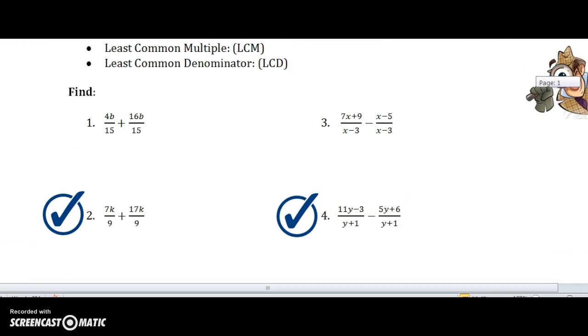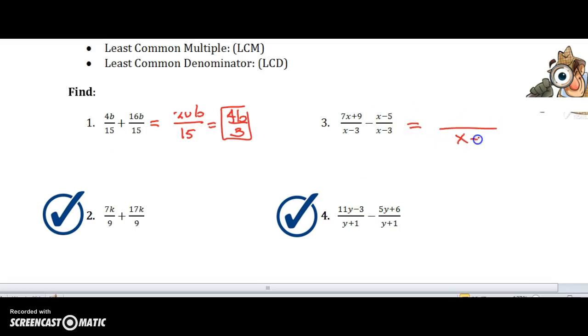Alright, number 1, we already have a common denominator. So we have 4 b's plus 16 b's, so we have 20 b's over 15. And since it's a multiplication problem now, we can simplify that. And 5 goes into 20 four times, b, and 5 goes into 15 three times. So that's the simplified version of that addition problem. Here we have a common denominator of x minus 3.